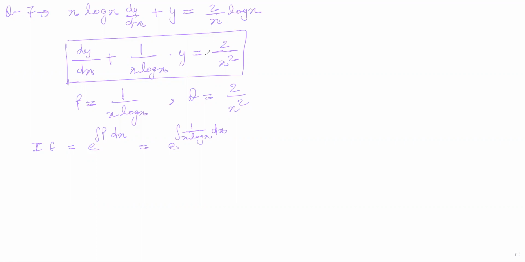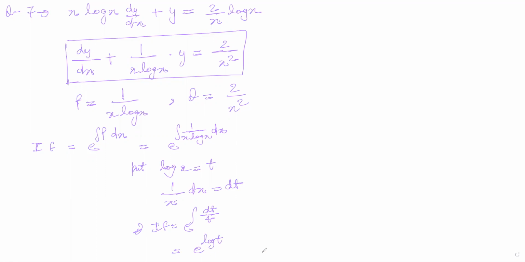Can we simplify that? We can actually. To solve this, you have to put log x as t. If you put log x as t, the 1 by x into dx will become dt. So log x is t, 1 by x dx is dt. So this is dt by t, which is nothing but e to the power log t. Before putting the value of t, just solve it.